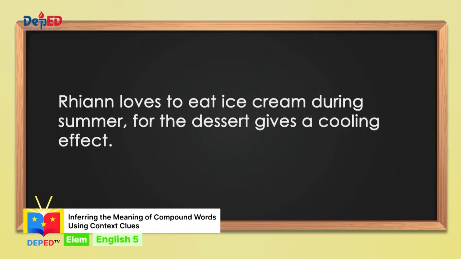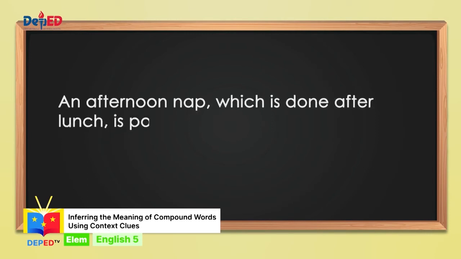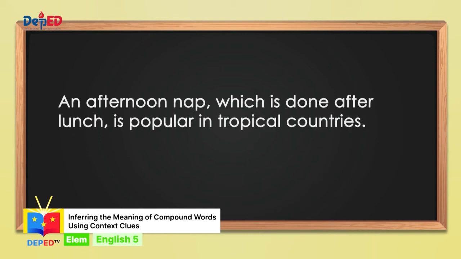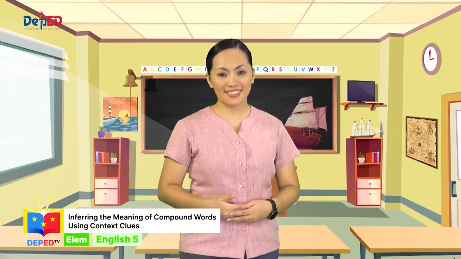Write down the compound word in your notebook. Write down the type and its meaning as well. Here is the last sentence. Are you ready? An afternoon nap, which is done after lunch, is popular in tropical countries. What do you think is the compound word? Write it down along with the type and meaning in your notebook. Are you done? Let's check your answers.